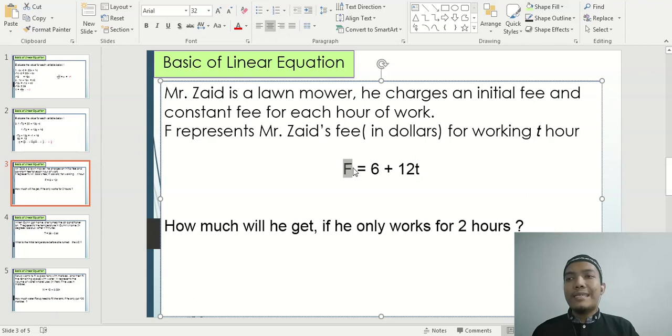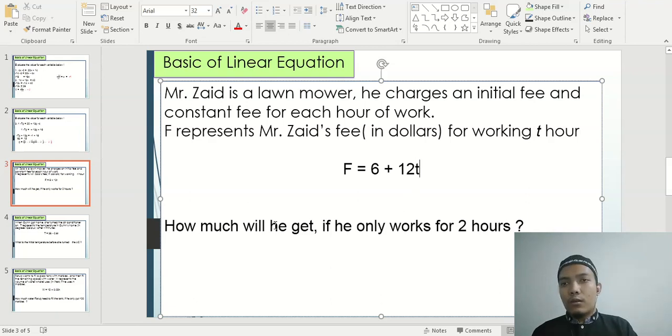So we can say that the F in the equation is a fee in dollars. Now for working T hours, T stands for time here. So the equation goes like 6 plus 12T, and we are talking about money here, dollars. This is the fee, the money that he will get after mowing the lawn for a certain amount of time. The time here is in hours. So if it is 1 hour, then 12 times 1.